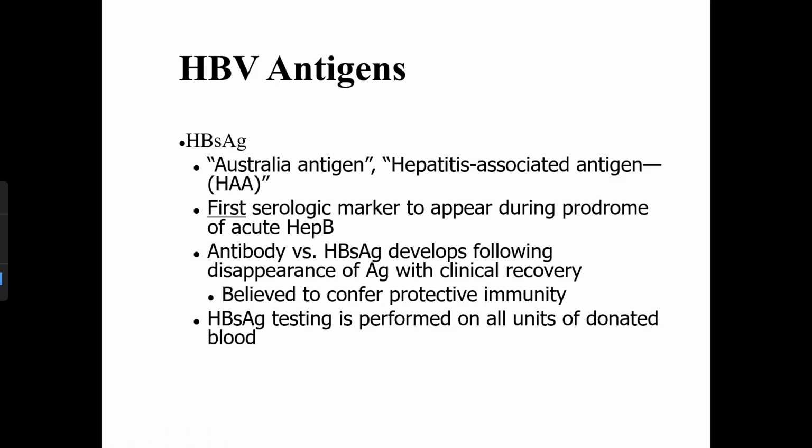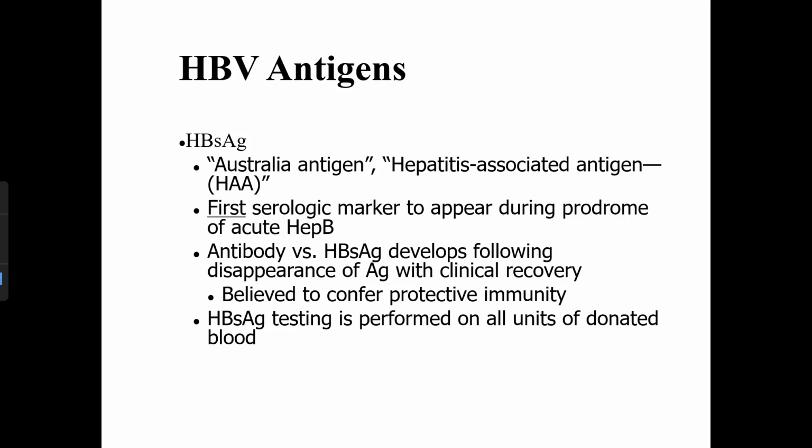The surface antigen, HBsAg, is the Australia antigen, or the hepatitis-associated antigen. It's the first serological marker to appear during prodrome of acute hepatitis B. Antibody versus antigen: antibody develops following disappearance of the antigen with clinical recovery. So if we want to know if a patient has a current and active infection with hepatitis B, we want to look for the actual antigen in the serum. So we are going to do a test that determines whether the antigen is present.